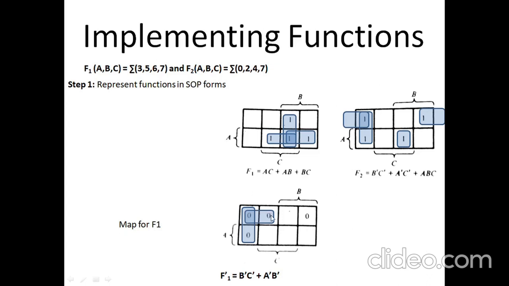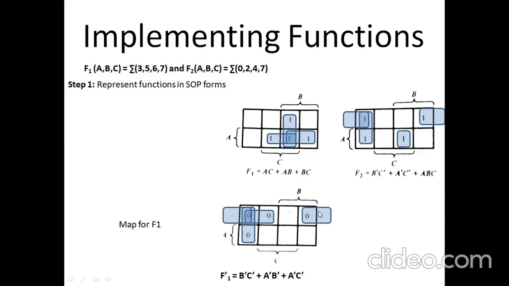Okay, next we can combine this square with this one, and we can create a group of 2 squares, and the product term for this group is a prime b prime, because a prime covers these 2 squares and b prime also covers these 2 squares. So a prime b prime is the product term for this group.